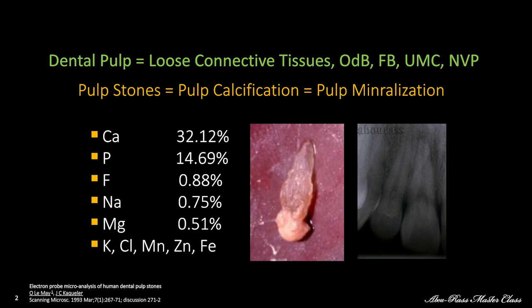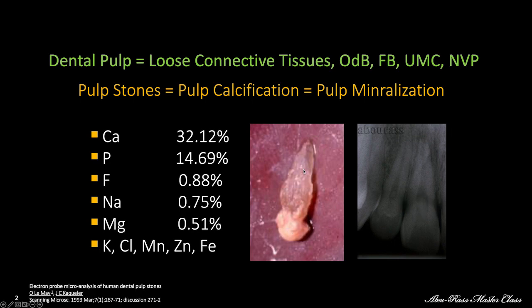What's important about the study is the chemical composition of the pulp stone or the calcification they studied. You see minerals: calcium, 32%, phosphorus, fluorine, sodium, magnesium, potassium, chlorine, manganese, zinc, and iron. All of these turn the pulp chamber, which is a loose connective tissue, into a mineral compound. And you see it perfectly here, how this calcification is taking the shape of the pulp chamber right here.